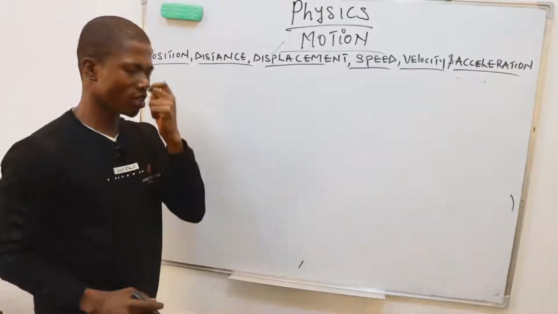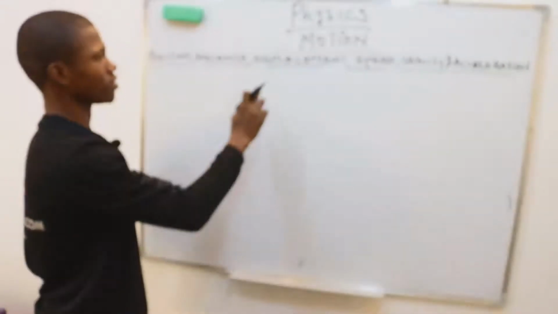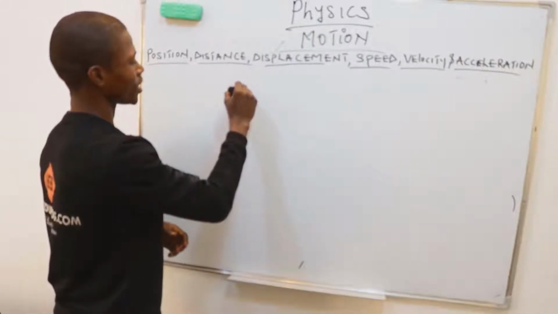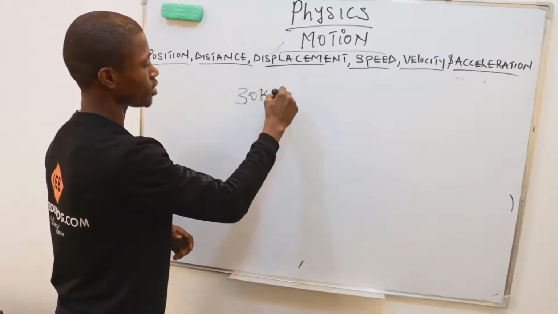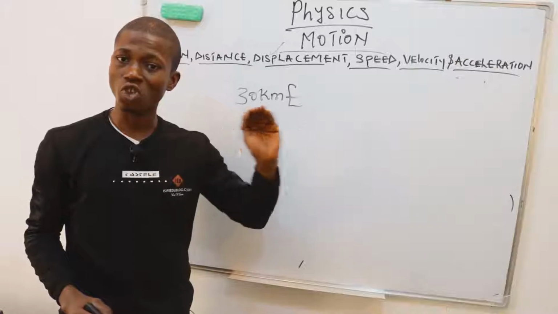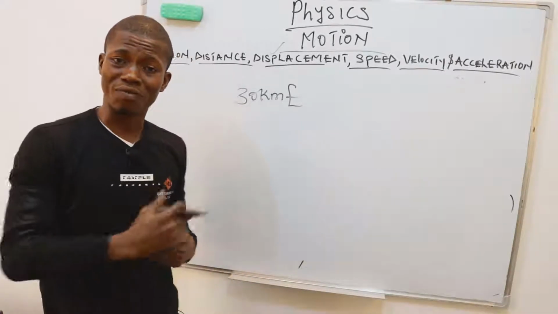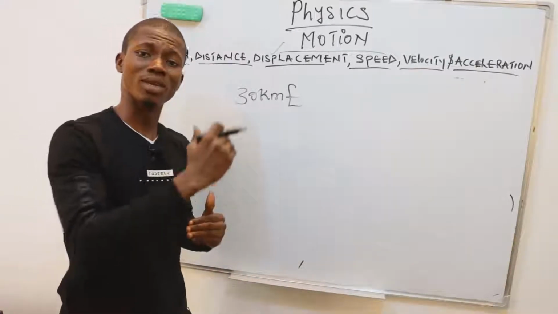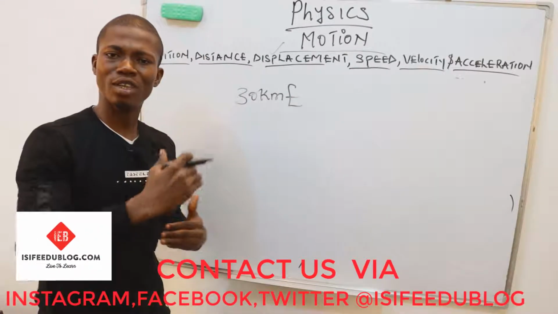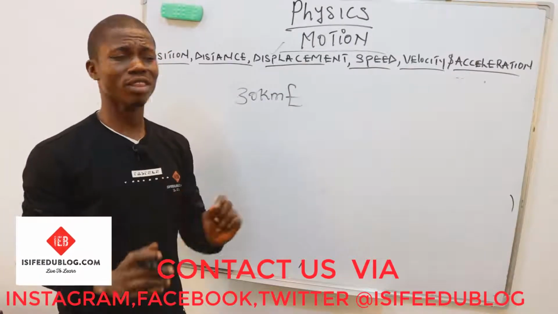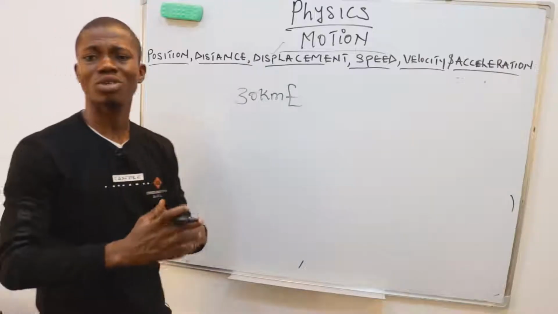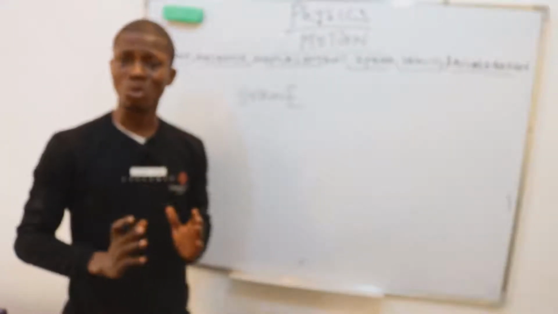For example of distance, we can say that a man traveled 30 kilometers east. This east is showing you the direction in which the man traveled. A man can also travel 50 kilometers east, north, west, anything, but the direction must be indicated. But in distance, all you got to hear is 30 meters, 40 kilometers, no direction.